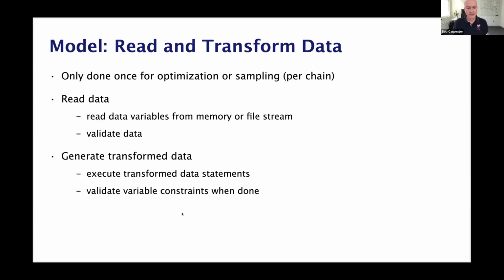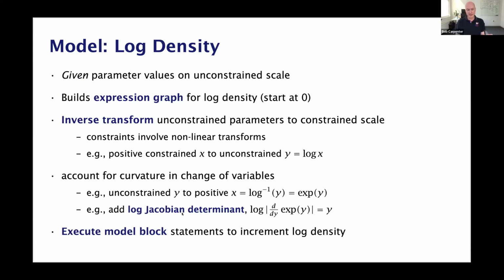The model reads and transforms the data. It does this once for optimization and sampling per chain, right? And generates the transformed data. The log density, I've already said this a bit, but it basically builds an expression graph, which I'll say a bit more about later. And then it accounts for the change of variables. So for instance, if we have a positive constrained variable like x, what we do is we log transform it to y, and going backwards, we apply the exp transform to get x.